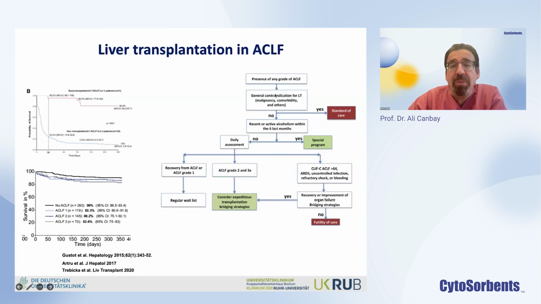So how to start: the presence of any grade of ACLF, and then look for the general condition, whether the patients have malignancies. The same as with acute liver failure. Do they have comorbidity and others? If yes, then standard of care. If no, then look for alcoholism. They should be abstinent for at least 6 months in Germany. If yes, then you can use a special program. If no, then you have to check the grade, and in some cases we are losing patients because of sepsis or liver failure in patients with alcoholic hepatitis.